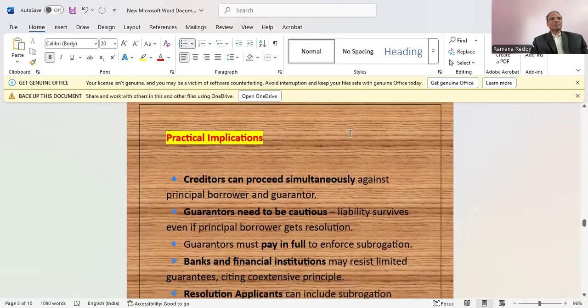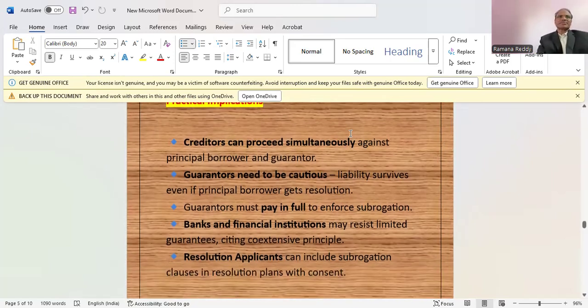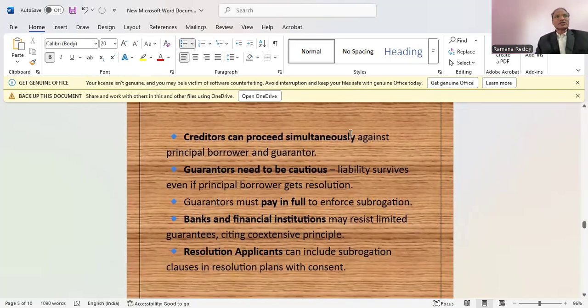So, practical implications. Creditors can proceed simultaneously against the principal borrower and the guarantor. Guarantors need to be cautious. Liability survives even if the principal borrower gets a resolution. Guarantors must pay in full to ensure subrogation. Banks and financial institutions may resist limited guarantees, citing the coextensive principle. Resolution applicants can include a subrogation clause in the resolution plan with consent.